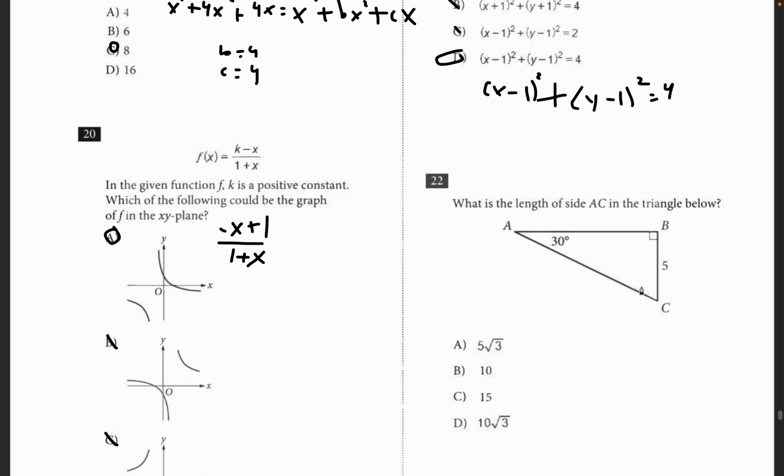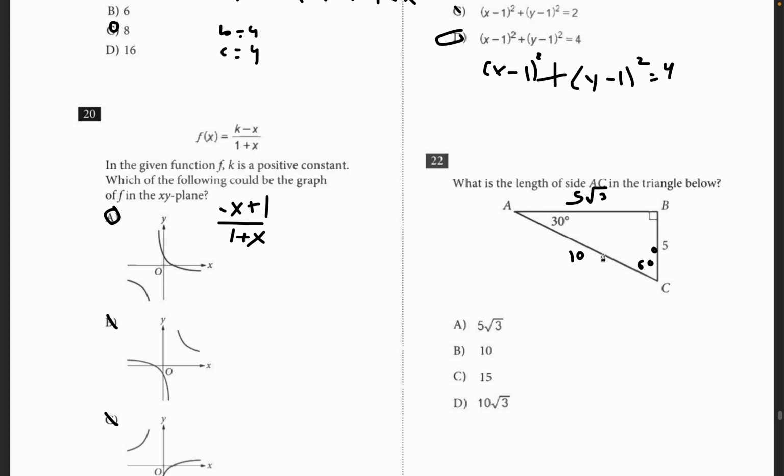What is it like? So we have, okay, 90, 30. This angle is 60 degrees. So that means that when you have 30, 60, 90, this side will be 5 root 3, and this side will be double the side of x, because this is x root 3 and this is 2x, so 5 times 2 is 10, so AC is 10.